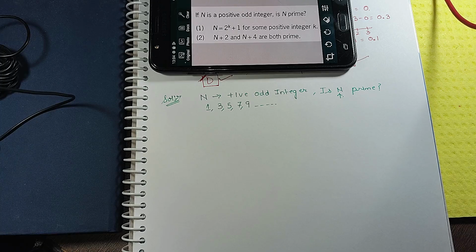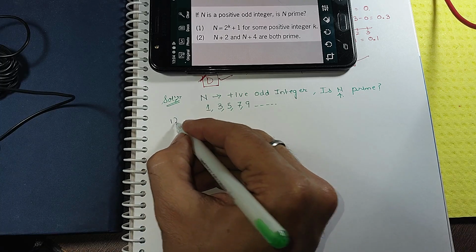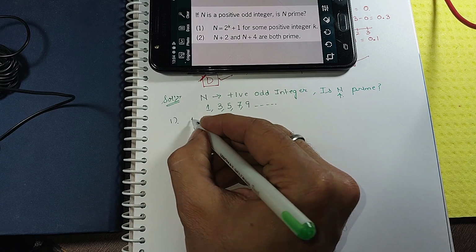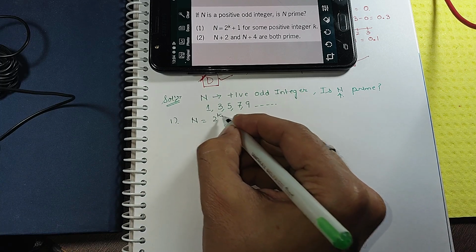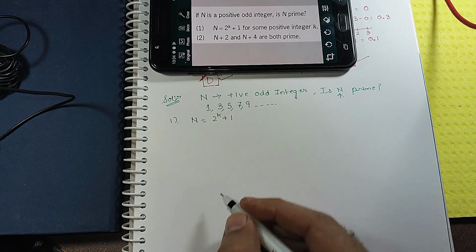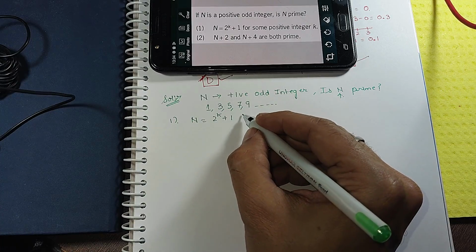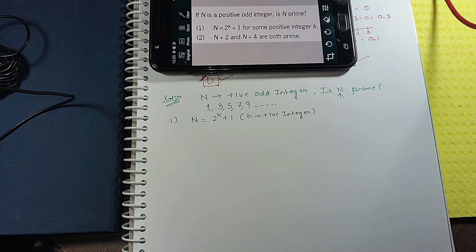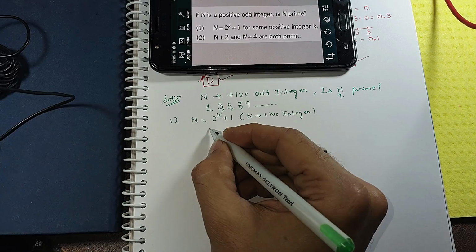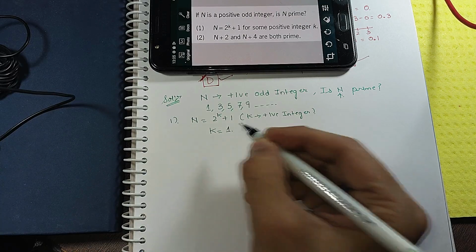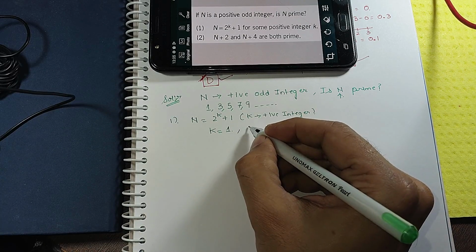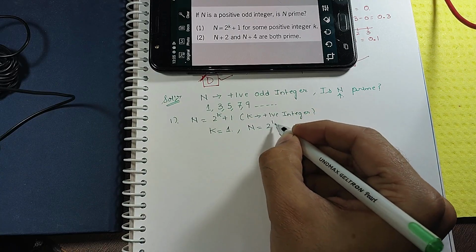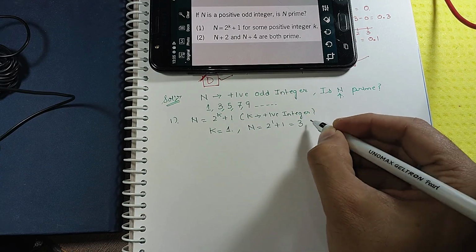Now with this information we will move to statement 1. Statement 1 tells me that n is equal to 2 raised to the power k plus 1 for some positive integer k. Now we'll put some values for this. Let us suppose k is equal to 1. Now the value of n will be equal to 2 raised to the power 1 plus 1, which is equal to 3.